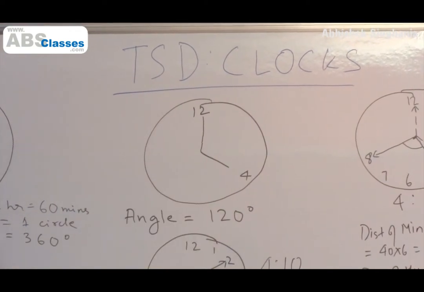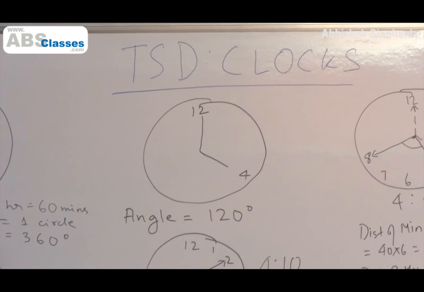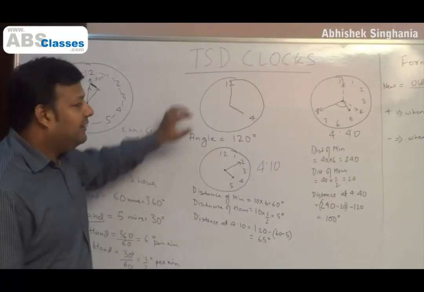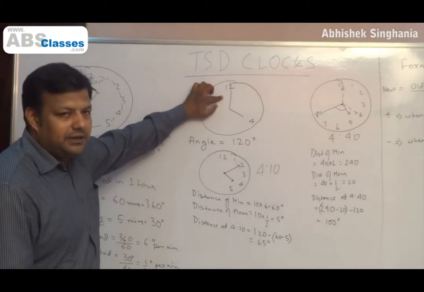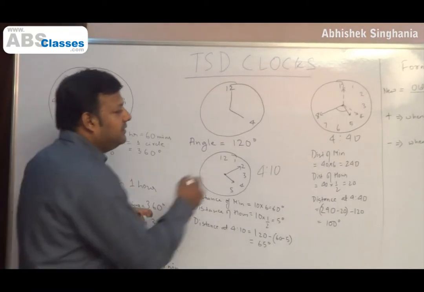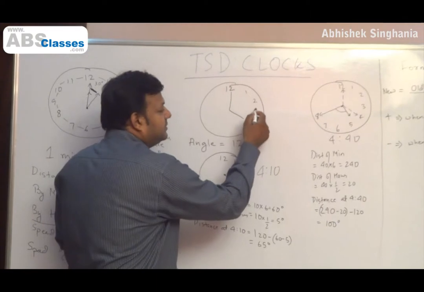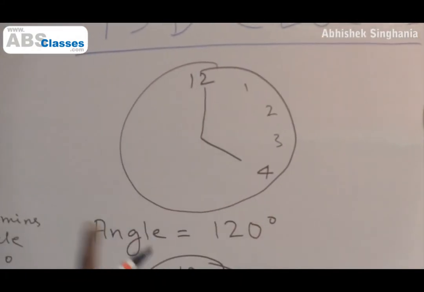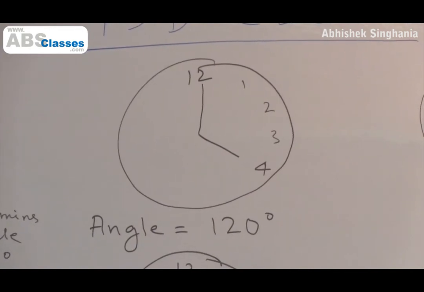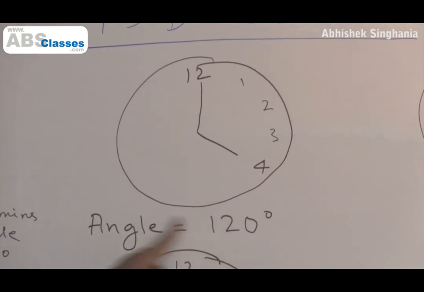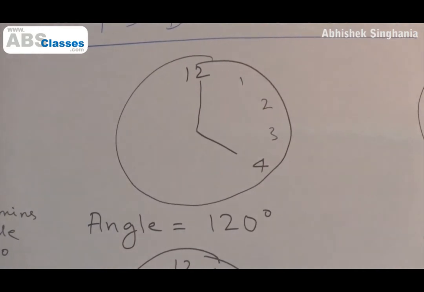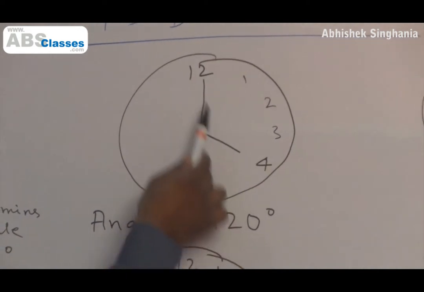Now, what will be the distance between them at 4:10, 10 minutes past 4 o'clock? When they are at 4 and 12 respectively, what is the distance between them? The distance between them is 20 minutes. 1 minute is equal to 6 degrees. So the distance between them is 120 degrees. Angle, distance, degree, meters. That is how we have to look at the whole concept. So the distance between them is 120 degrees at 4 o'clock.